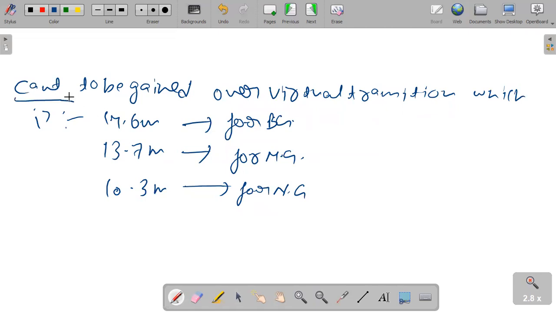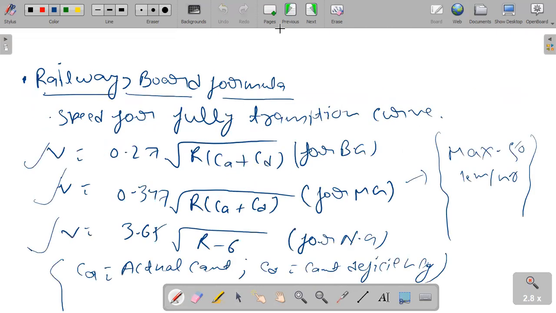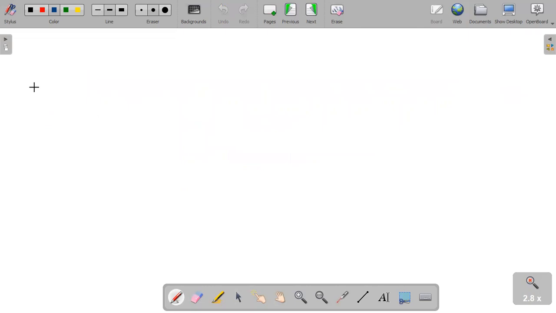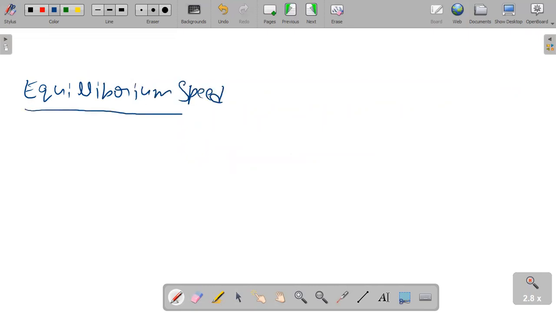So this is it for safe speed. We discussed Martin's formula and the railways board formula for finding safe speed. Let's move on to the next topic, equilibrium speed, which is denoted as VE.